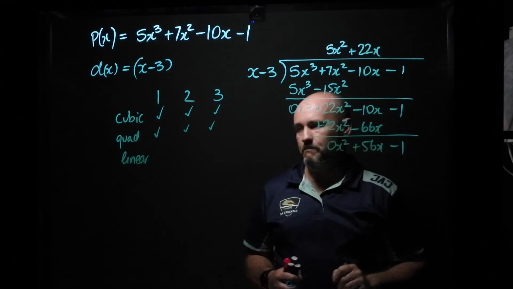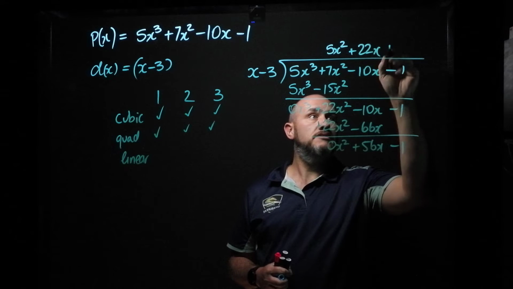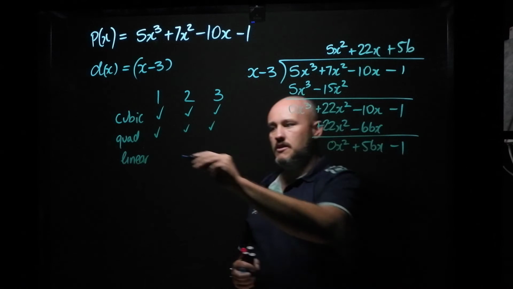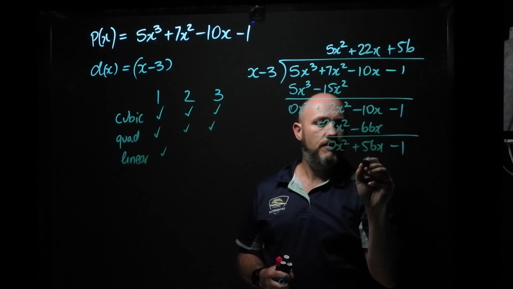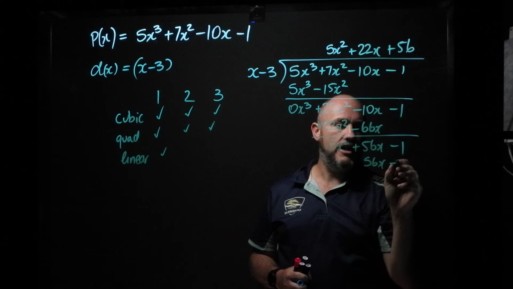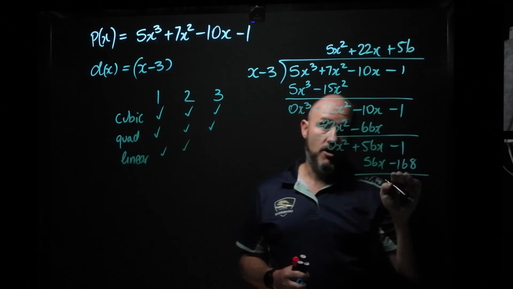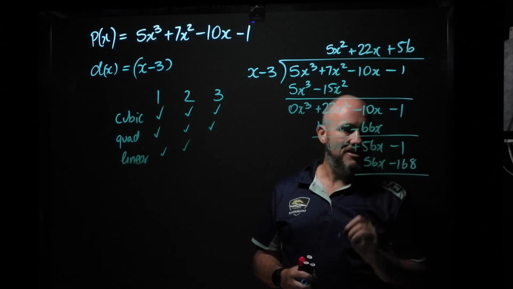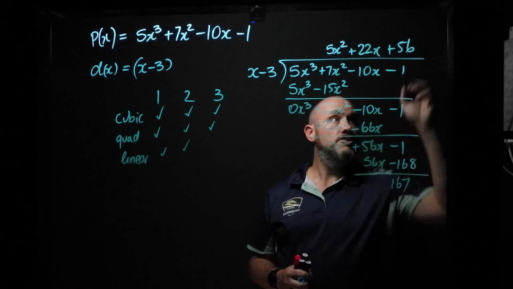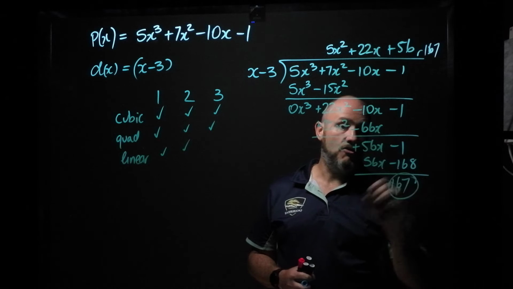Bring this negative 1 down. Now we go into a linear. So how many x's in 56x? Plus 56. That's step 1 done. 56 times this is 56x, as we'd expect. 56 times negative 3 is negative 168. That's step 2, and step 3 is to do our final subtraction. Negative 1 minus negative 168 is 167. So our answer is remainder 167. And that's the remainder that we've got there.